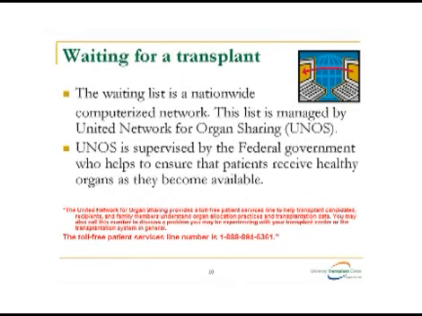Waiting for a transplant. The waiting list is a national computerized network. This list is managed by the United Network for Organ Sharing, called UNOS. UNOS is supervised by the federal government, who helps to ensure that patients receive healthy organs as they become available in the most fair and appropriate manner. As you'll notice at the bottom of the slide, there is a toll-free number that patients can call. That number is 1-888-894-6361, and you can contact UNOS at any point or time to obtain information regarding your list status.